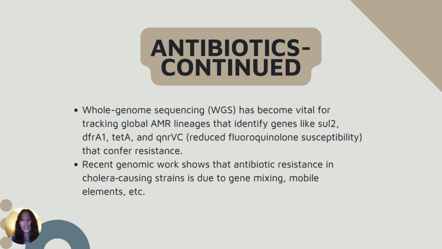Some commonly found genes include sul2, dfrA1, tetA, and qnrVC, which reduces fluoroquinolone susceptibility. Genomic studies show that cholera strains exchange genes very easily. This happens through mobile elements like plasmids and integrative conjugative elements, which helps resistance spread faster.